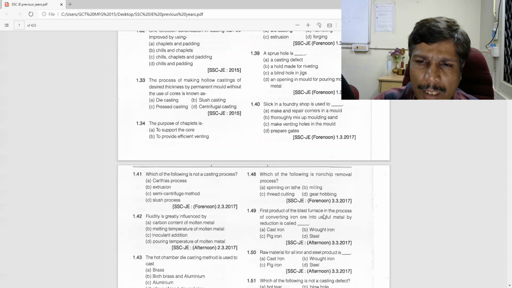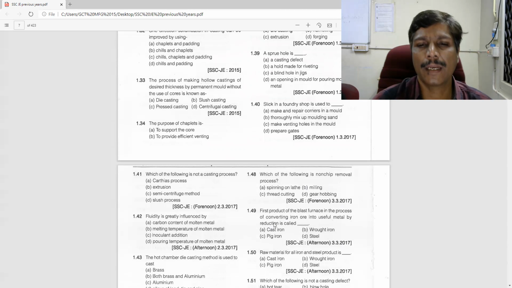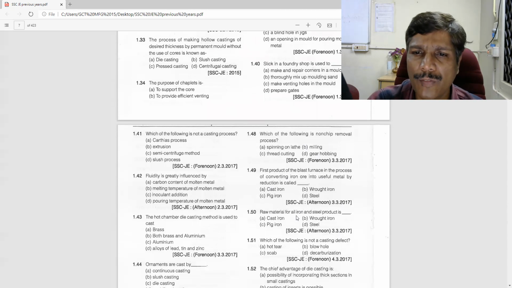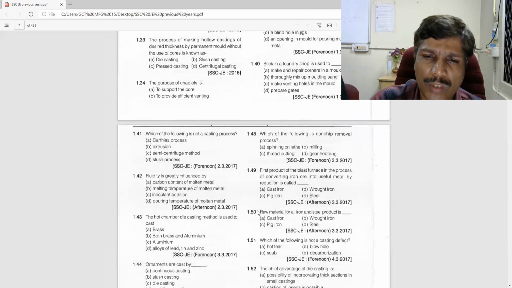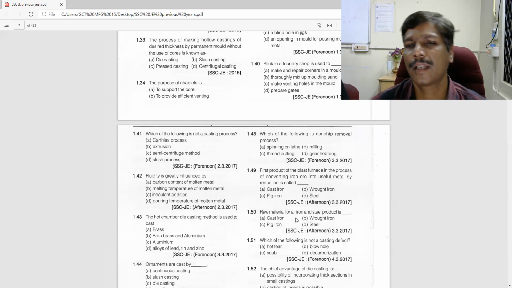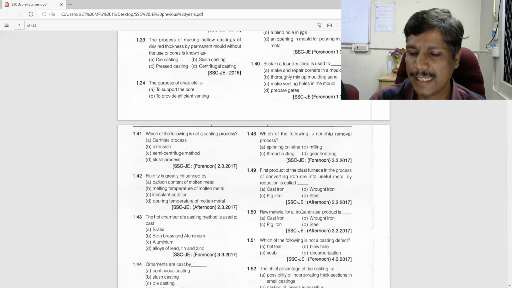Next, first product of blast furnace. It is pig iron. Pig iron means impure iron. Raw material of all iron and steel product is, so which one is the raw material? That too, it is also pig iron. From the pig iron only, all the materials are produced. For example, iron and steel are produced from the pig iron.